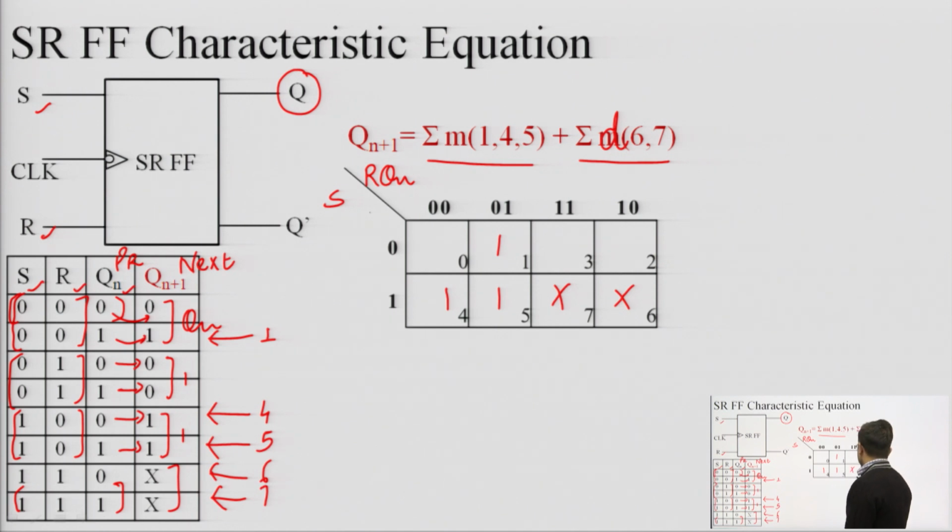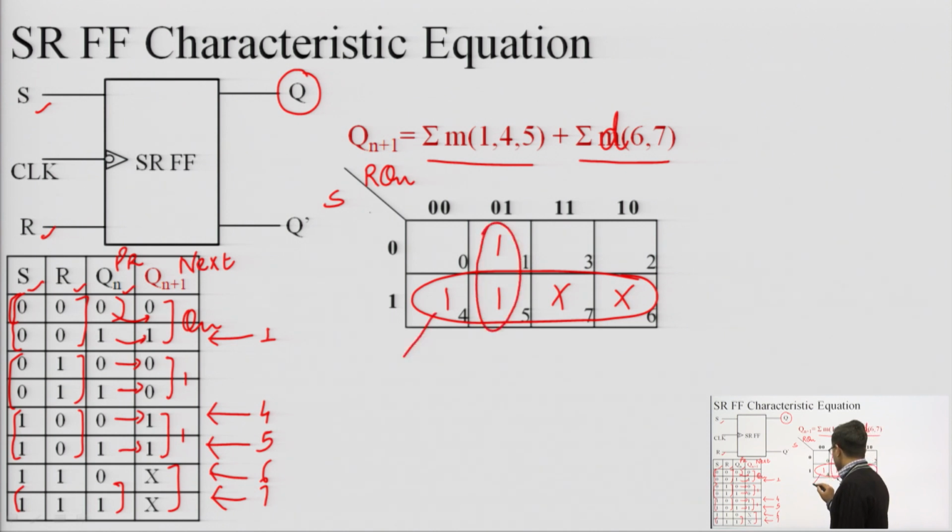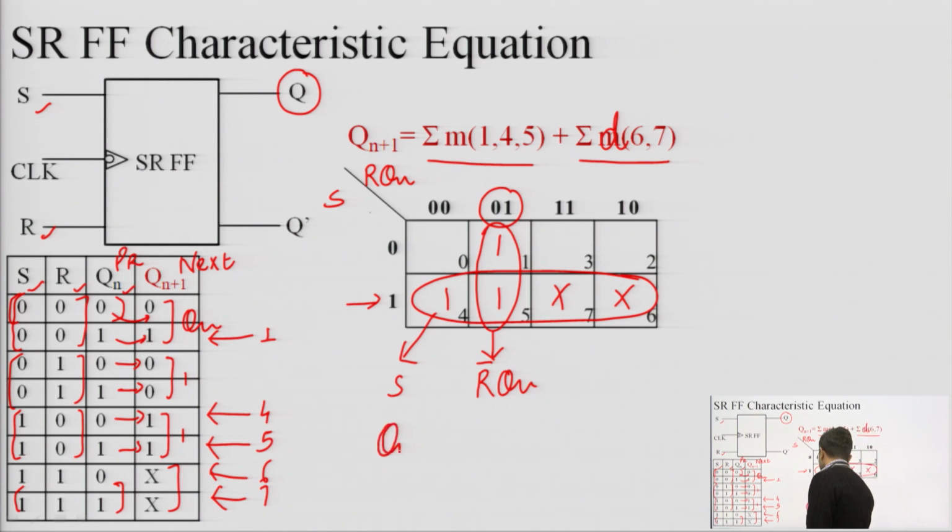So, if we prepare the grouping in this K map, then we can see that this is a quad and this is a pair. This quad corresponds to S, since this one is common, and from the row side there is nothing common. So it results in S only. From this pair there is nothing common from the row side, and this 0 1 corresponds to R bar Q n. So, S plus R bar Q n becomes the characteristic equation of the SR flip flop.